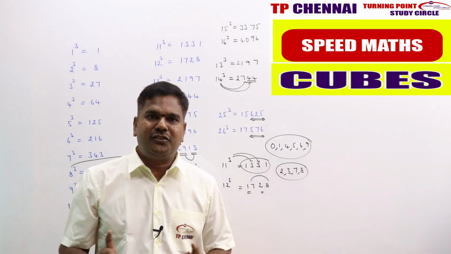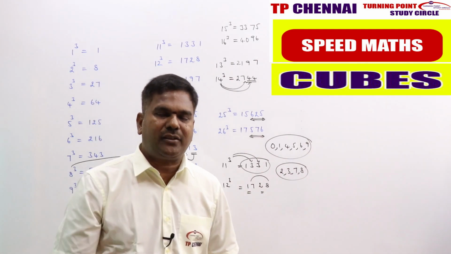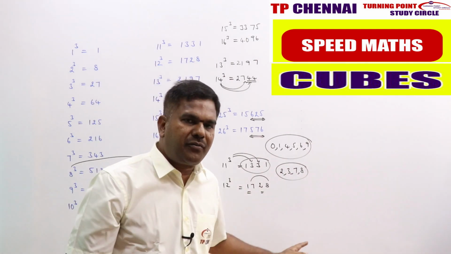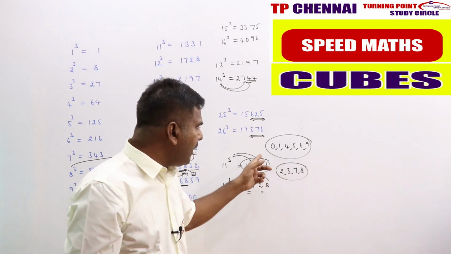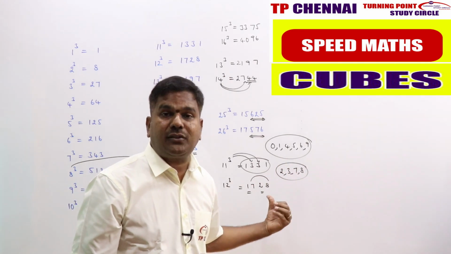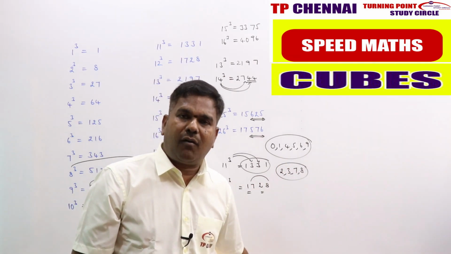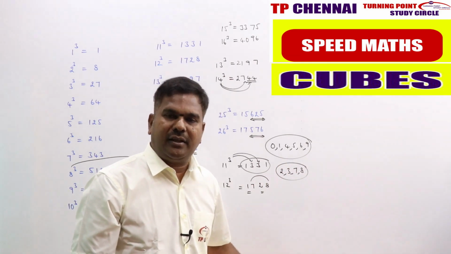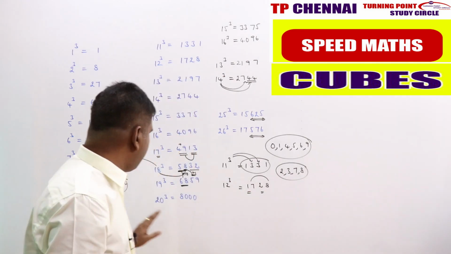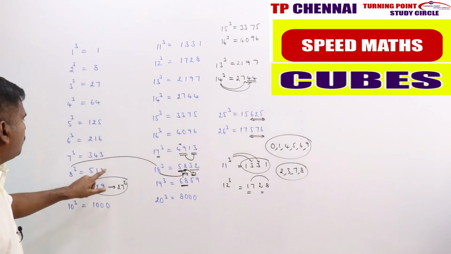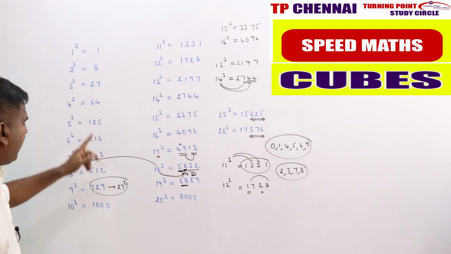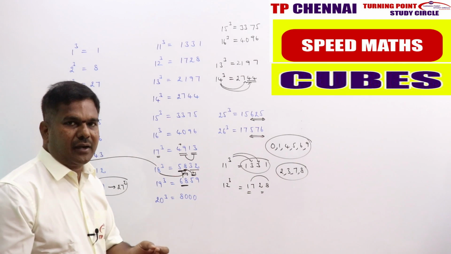All digits 0 to 9 are there, but as far as squares are concerned, you can't find numbers ending with 2, 3, 7, 8. It will be only 0, 1, 4, 5, 6, 9. But as far as cubes are concerned, we have all digits as last digits from 0 to 9. Even here you can check, the same will be there: 0, 1, 2, 3, 4, 5, 6, 7, 8, 9. So what is the shortcut behind that?